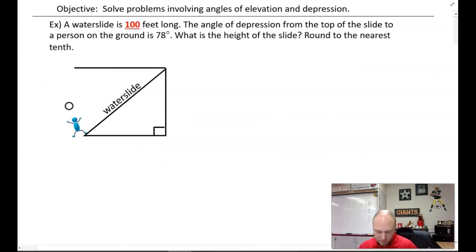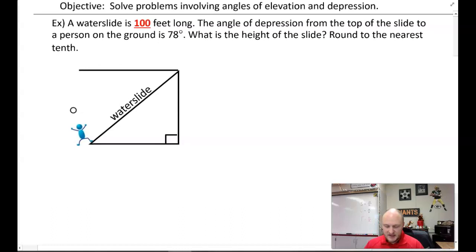All right, next example. Here they say a water slide is 100 feet long. The angle of depression from the top of the slide to the person on the ground is 78 degrees. What is the height of the water slide? Well, they give us this image here. The water slide is 100 feet long, so that's this distance. The angle of depression from the top of the slide to the person on the ground is 78 degrees. So they're telling us this here is 78.